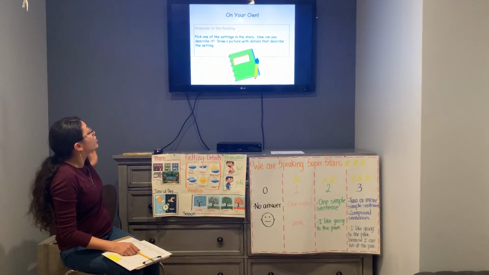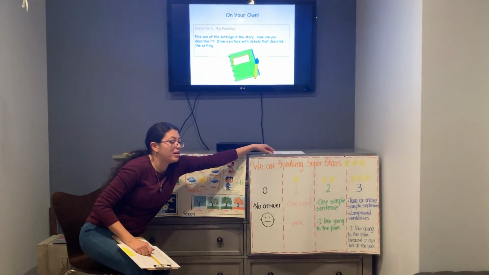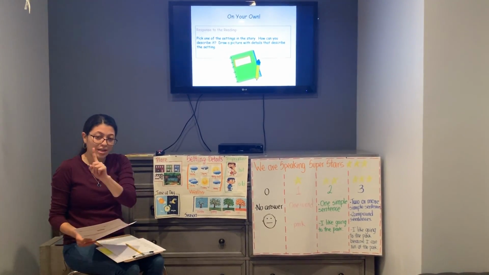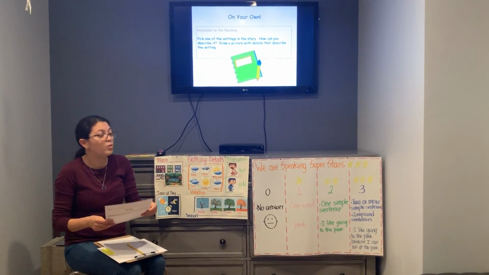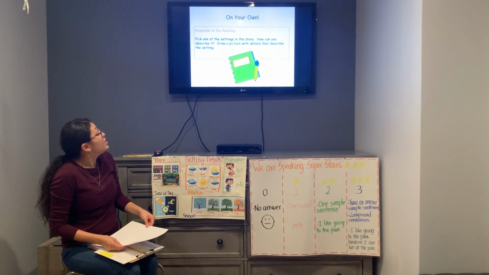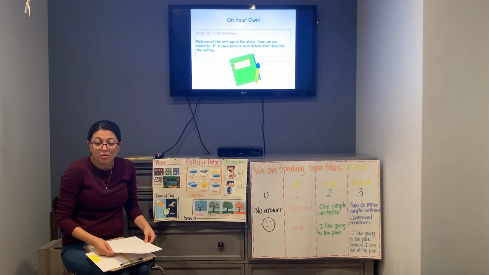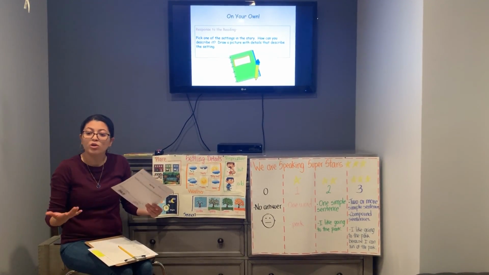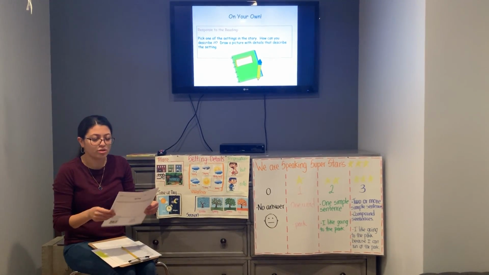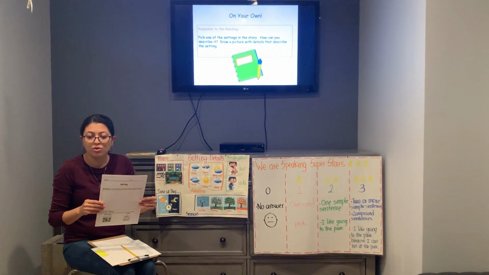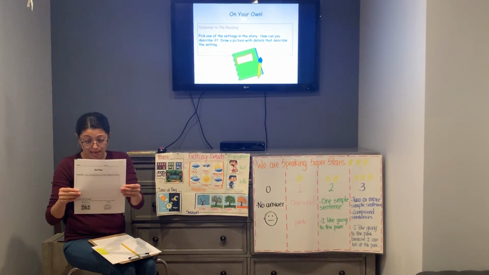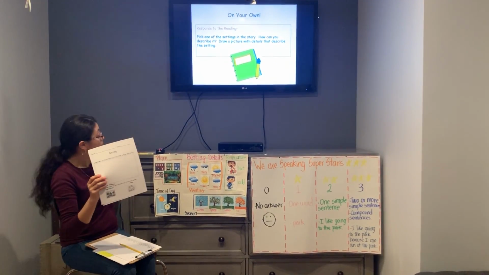Okay, now on your own, I'm going to give you your graphic organizer. You're going to pick one setting from the story, any setting that you want. You are going to draw a picture with details that describe the setting, and I'm going to come around and ask you, what clues did you use? Did you use the words or did you use the illustrations? Okay, so go ahead and go into your groups, and I'm going to be giving each person a graphic organizer.